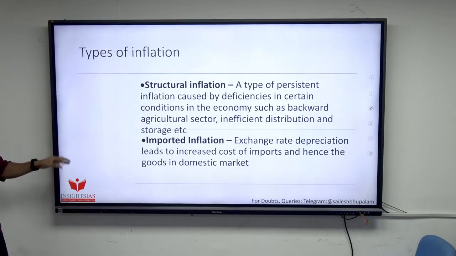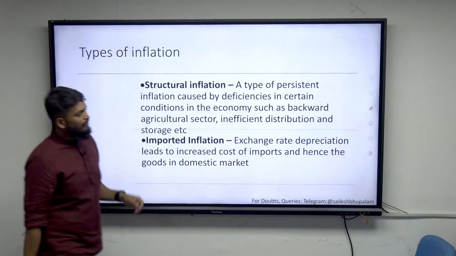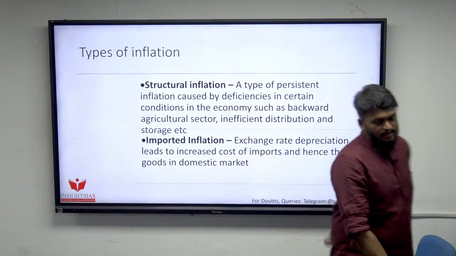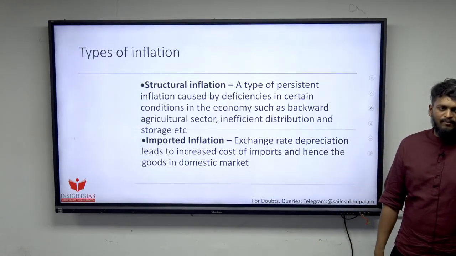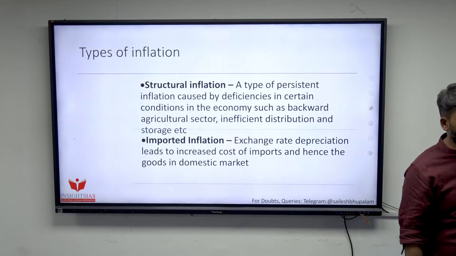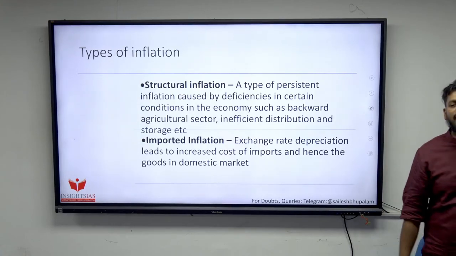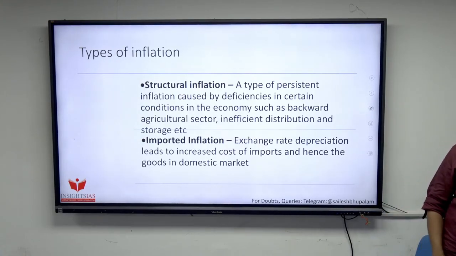Okay, so we have seen different types of inflation. They have been given different names. So we have to continue from structural inflation. Usually in economy, whenever we use the word structural, we are talking about long standing problems in the economy. Problems which will probably take decades to resolve.